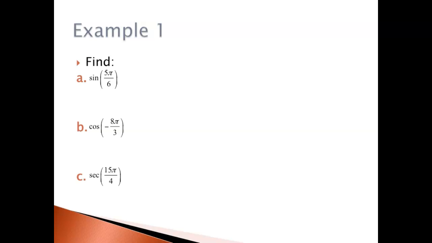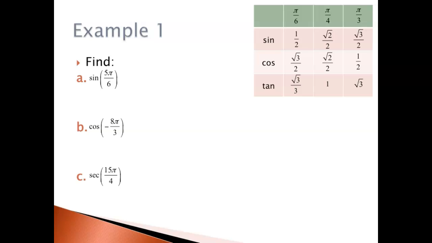So let's take a look at these examples. So two things that we want to have in front of us. So first, because we're working with the special angles, we want to have that chart in front of us, the one that we all have memorized or will have memorized by the end of all this. And we also want to have that little diagram with what is positive in each quadrant.